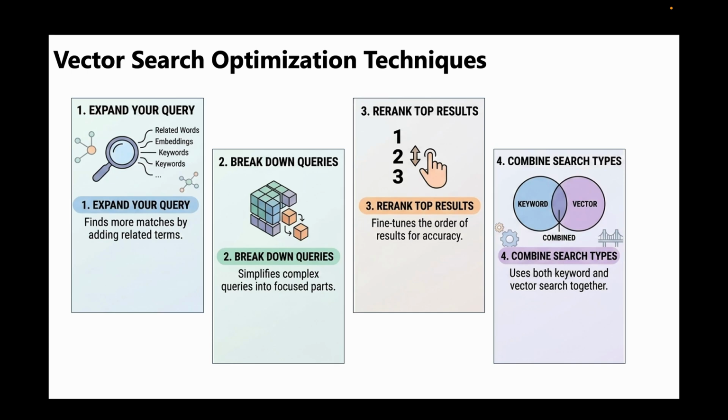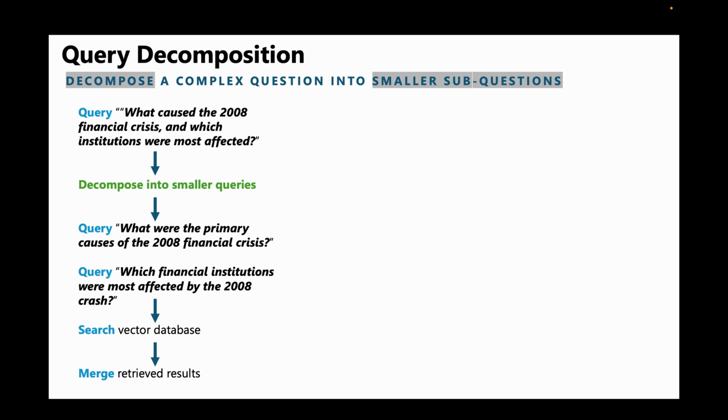In this second episode on vector search optimization techniques, we will learn about a technique called query decomposition. Query decomposition is used when dealing with complex or multi-part questions. Instead of trying to answer everything at once, the system breaks the query into smaller and more focused subqueries.